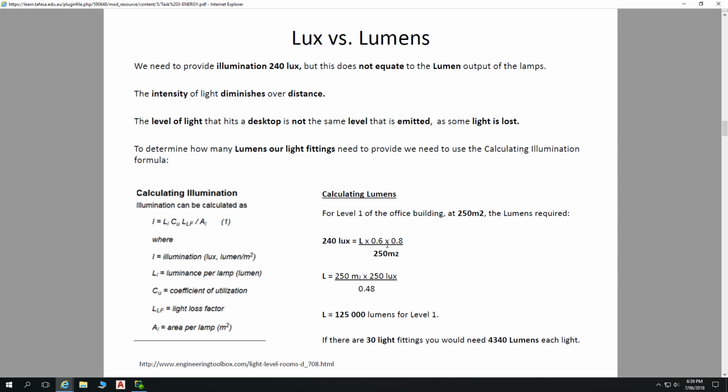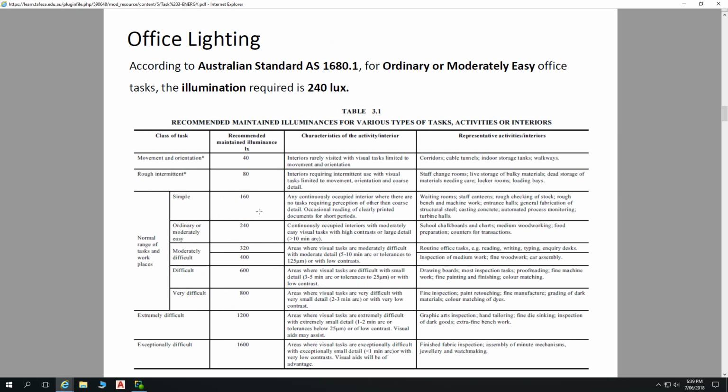coefficient of utilisation and the same light loss factor for that, and we're going to want fairly similar lux at the desktop there. You can have a look through the table and see if you want to specify anything else, but that's our standard office, and that's what I would recommend for that.